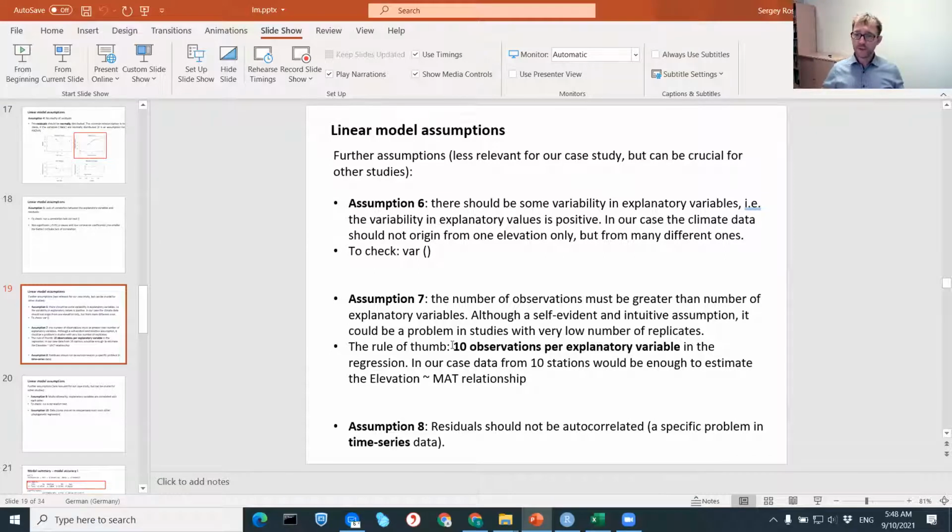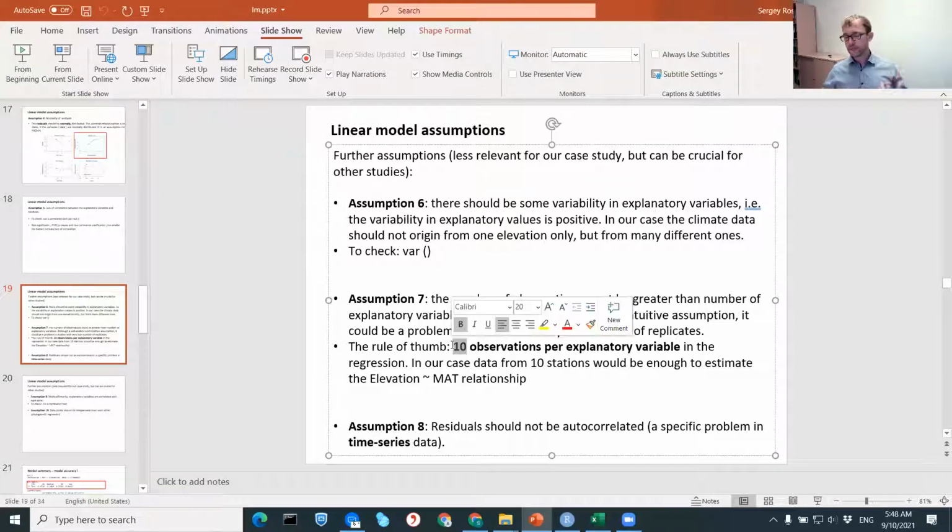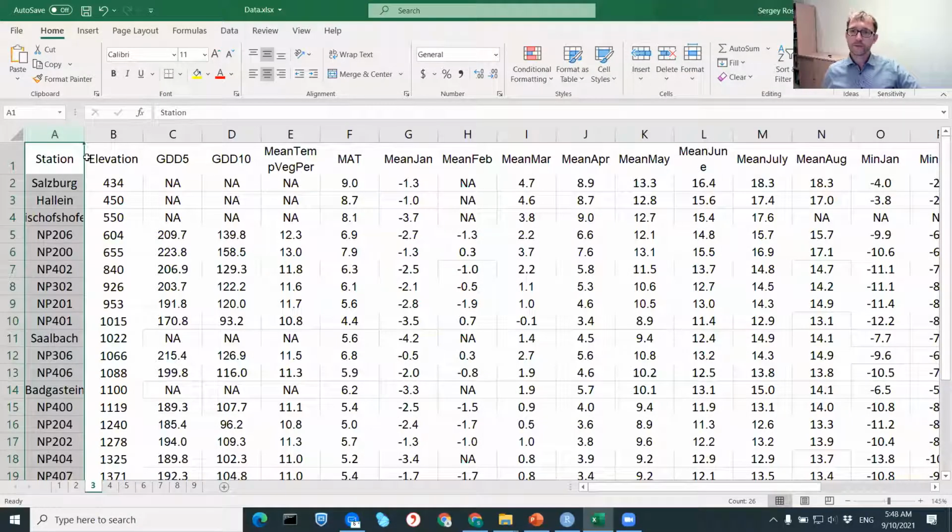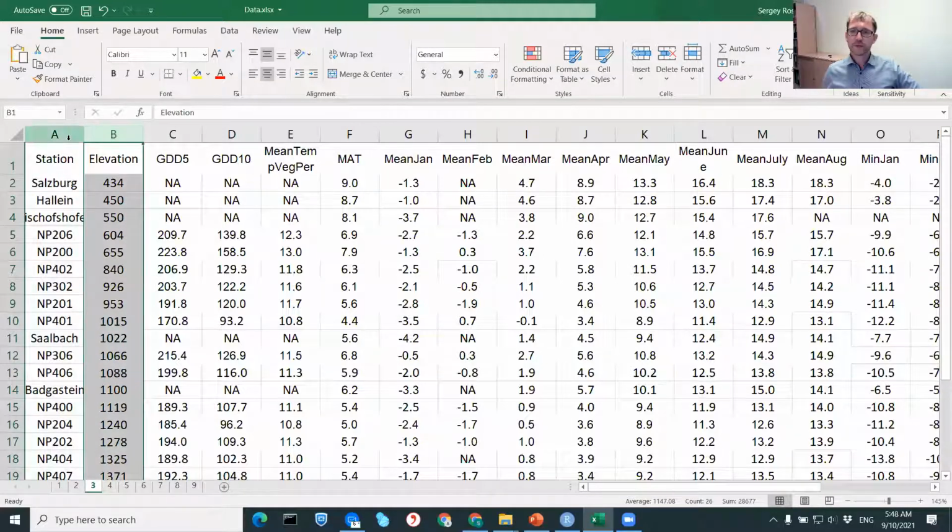There is this rule of thumb. If you run a multiple regression, for example, you want to evaluate the relationship between seed germination and climatic conditions, and you include several climatic predictors into the model, it is recommended to have at least 10 observations, 10 data points, per explanatory variable. But of course, the more, the better. In our case, we're good because we have 25 weather stations, and we have only one predictor, elevation, so we are good.